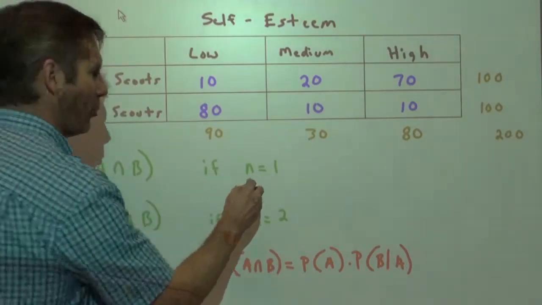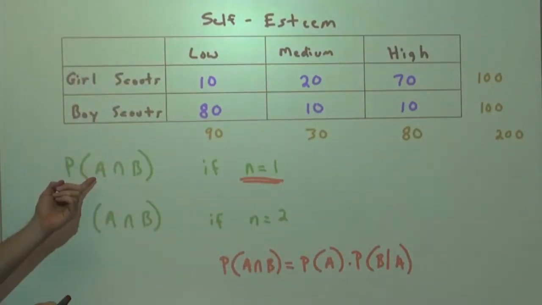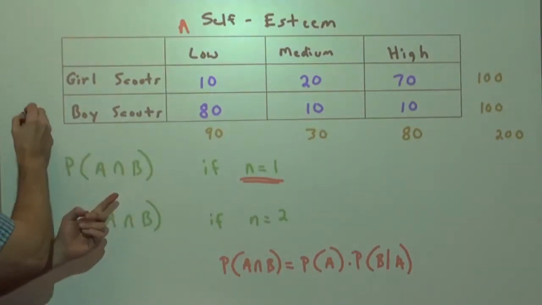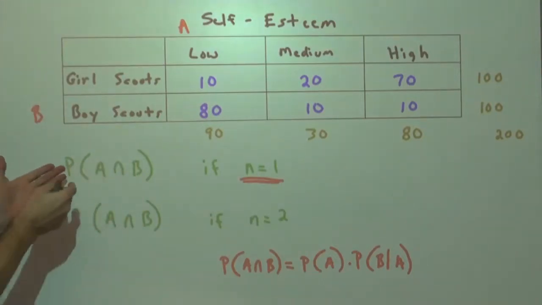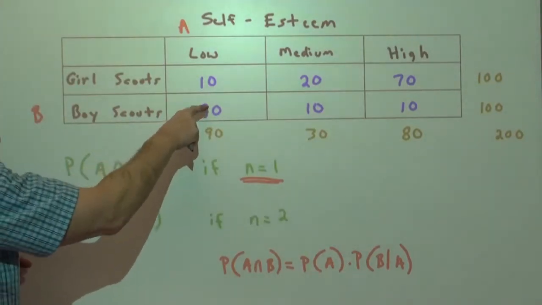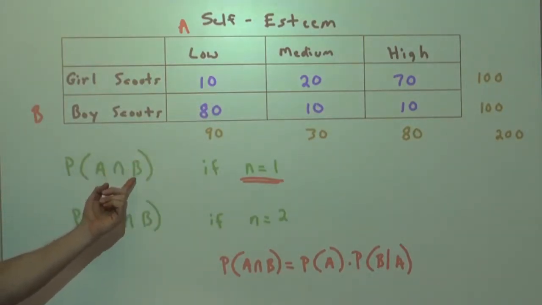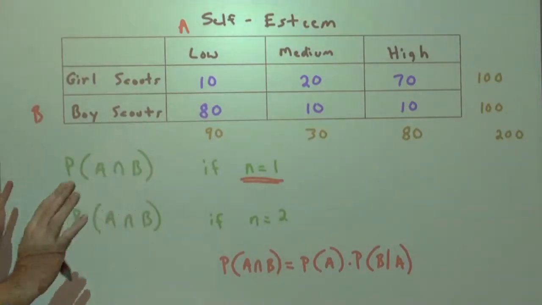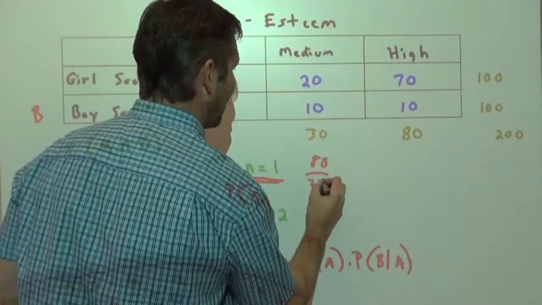So here's an example when n is 1. We're going to select one person. What's the probability that someone has low self-esteem, let's say that's A, and they're a Boy Scout, so that's B? Well, to find the intersection of that, it's just these 80 kids. These are the kids that are both low self-esteemers and Boy Scouts. So we go to the intersection of those two things. We looked at that before. That's really easy. So we just get the answer as being 80 out of 200.